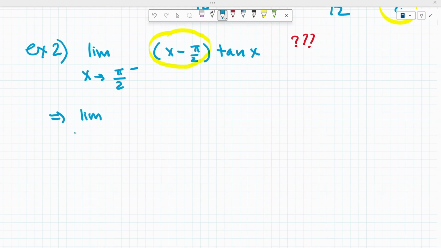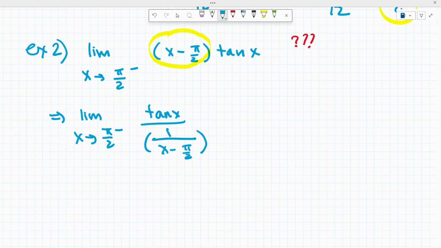So we have the limit as x approaches pi over 2 from the left-hand side. Now we're going to have tan x as our numerator, and then our denominator is going to be 1 over x minus pi over 2. Because if you divide something by its reciprocal, that's the same as multiplying by that same number. So we're okay here. This works. Mathematically equivalent.